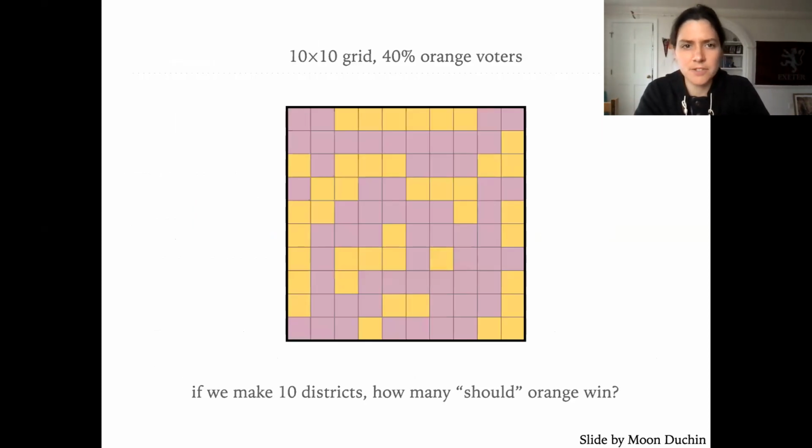So here's a 10 by 10 grid. We could call it Iowa. With 40% orange voters, so those are the orange ones, and 60% pink voters. And you might wonder, if you're going to make 10 districts, how many should orange win? You might think they should win 4 out of 10 because they have 40%, or maybe 3 out of 10, or who knows what you think. But you can think about how many they should win, to be fair.